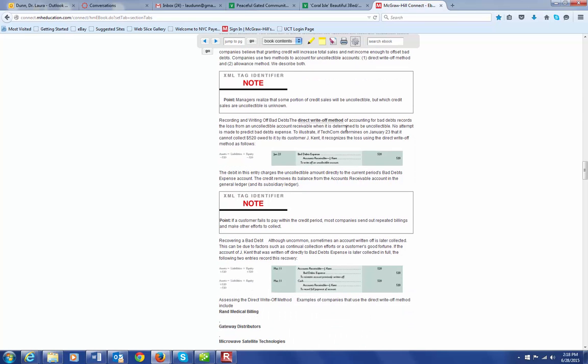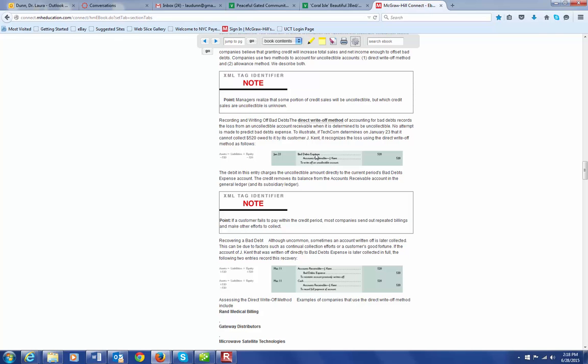In the direct write-off method, you figure out which accounts that you just know are not going to be collected. You're not going to try to predict the amount of your bad debt expense that you might have over time. You're just saying, we know this particular account is not going to be collected, so you just go ahead and write that particular account off. In this case, what you do is debit the bad debt expense account and you credit accounts receivable for the particular account that you know you're not going to get the money for.